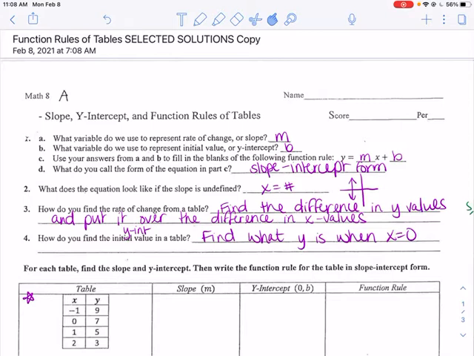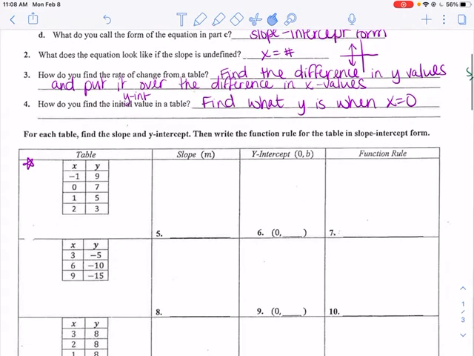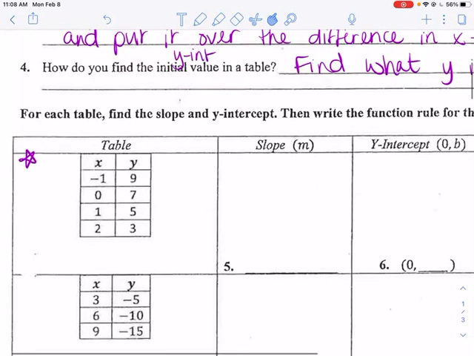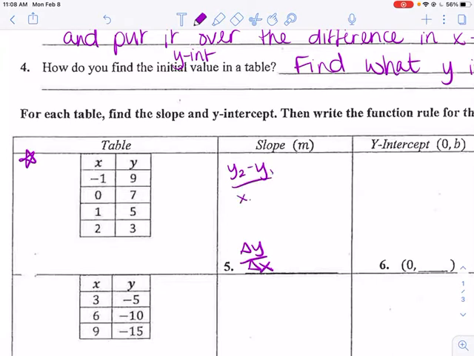Okay, we're going to do a few examples, and this looks really hard because there's a lot of boxes, but it's actually really nice and easy. The first couple boxes help you fill in the third. So we're going to do this first one. I'm going to find my slope first because that's my first box, and I want to find change in y over change in x. So you could do this in the y2 minus y1 over x2 minus x1.